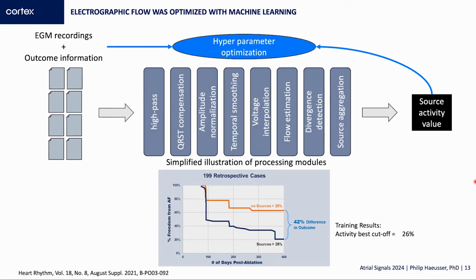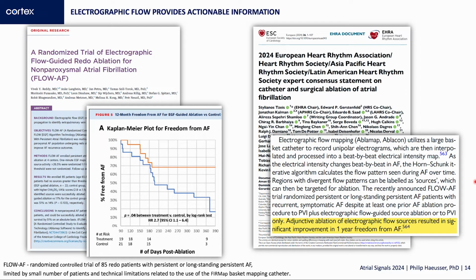And in order to prospectively validate our method, we did the FLOW-AF study. And it's important to mention that for the FLOW-AF cohort, we really picked the toughest patient group, those that were not cured by PVI alone in an index procedure. In this subgroup, we were able to demonstrate that EGF-guided ablation results in a more than 50 percentage points higher rate of freedom from AF. This shows the value of EGF-guided ablation on top of PVI.